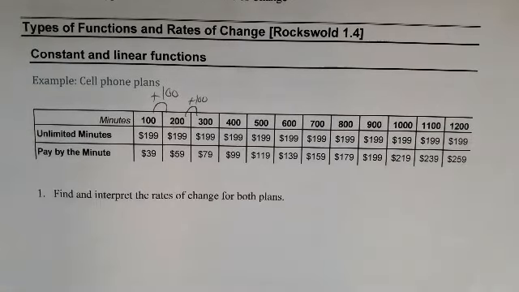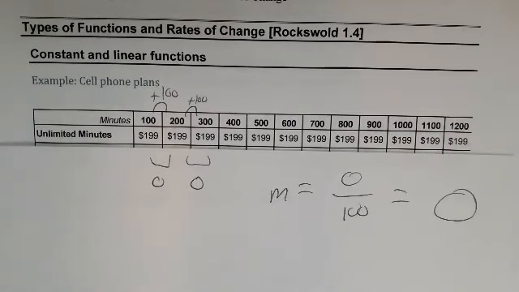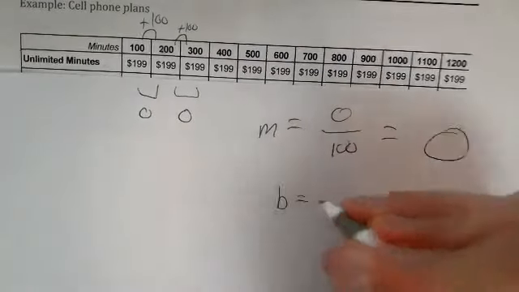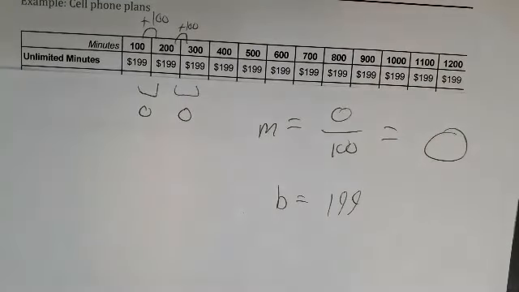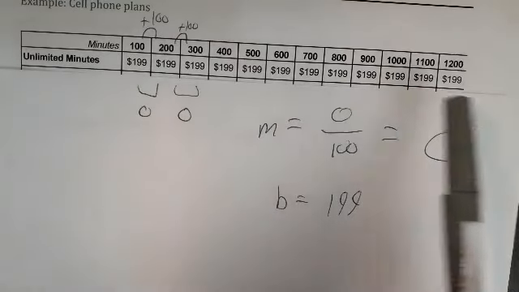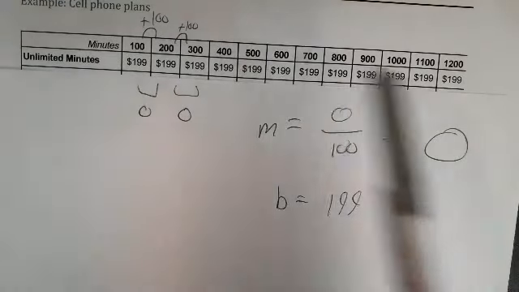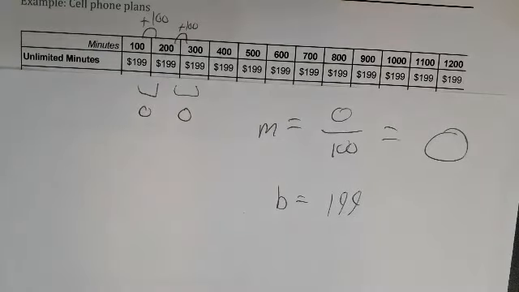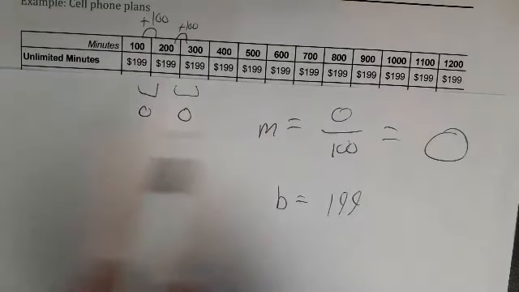And so the first question they ask is something like, find and interpret the rate of change for both plans. So we're finding the rate of change, aka the slope, on this thing. For this plan, my slope is 0. So what does that mean? What this means is that we're going to pay a flat rate of $1.99. This is never going up or coming down. It's going to stay at this constant rate of $1.99.